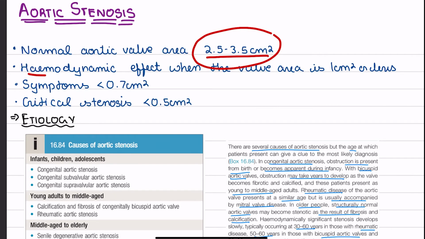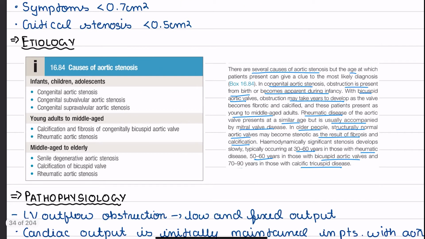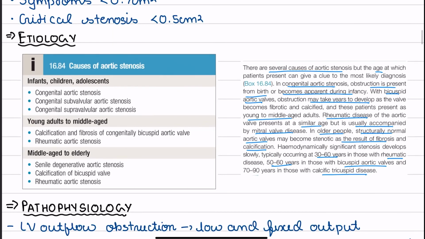The hemodynamic effect occurs when the valve area is less than 1 centimeter square, symptoms start occurring when it is less than 0.7 centimeter square, and critical stenosis means when it is less than 0.5 centimeter square. Just for info. Now moving on to the causes of aortic stenosis. What causes this narrowing of the aortic valve? We can classify the causes based on the age group in which it occurs.